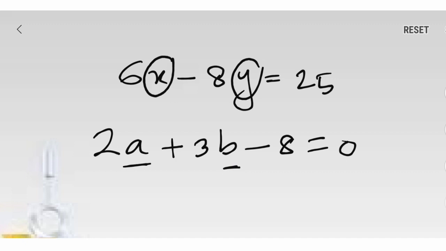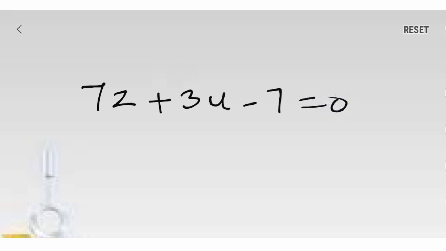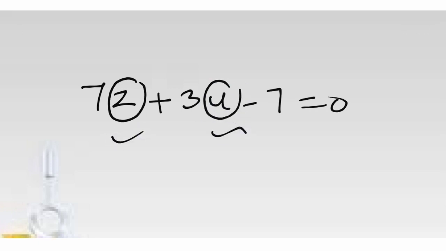Here also it is a linear equation in two variables, but here the variables are a and b. Variable may be any variable. Another example, 7z plus 3u minus 7 equal to 0. Here what are the variables? Here z is a variable and u is a variable. So here we have two variables. It is a linear equation in two variables. So a linear equation in two variables means a first degree equation in two variables.